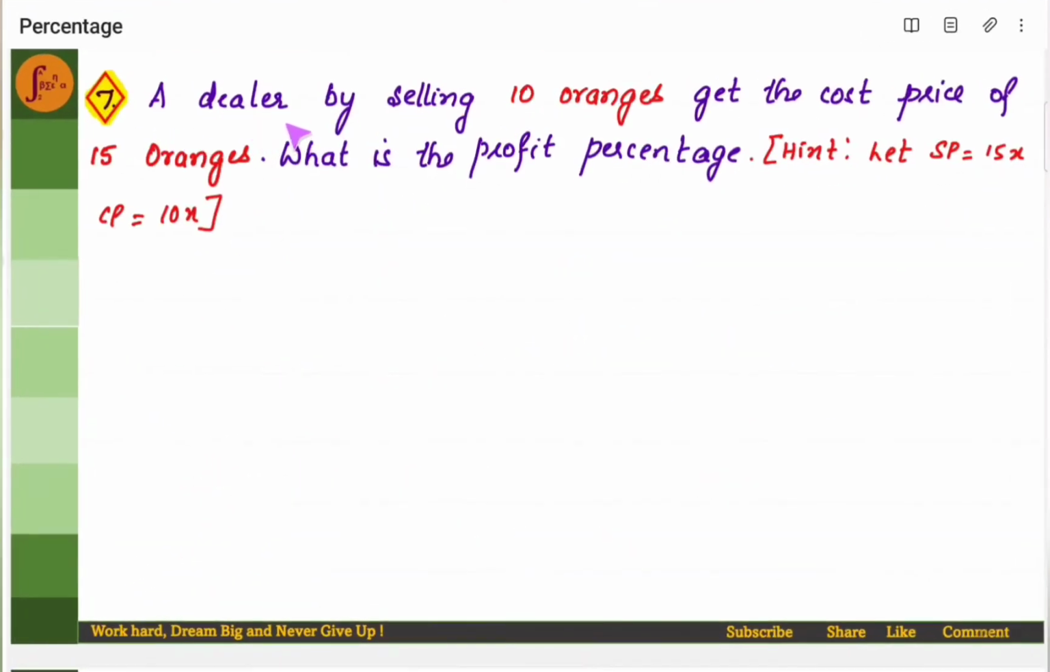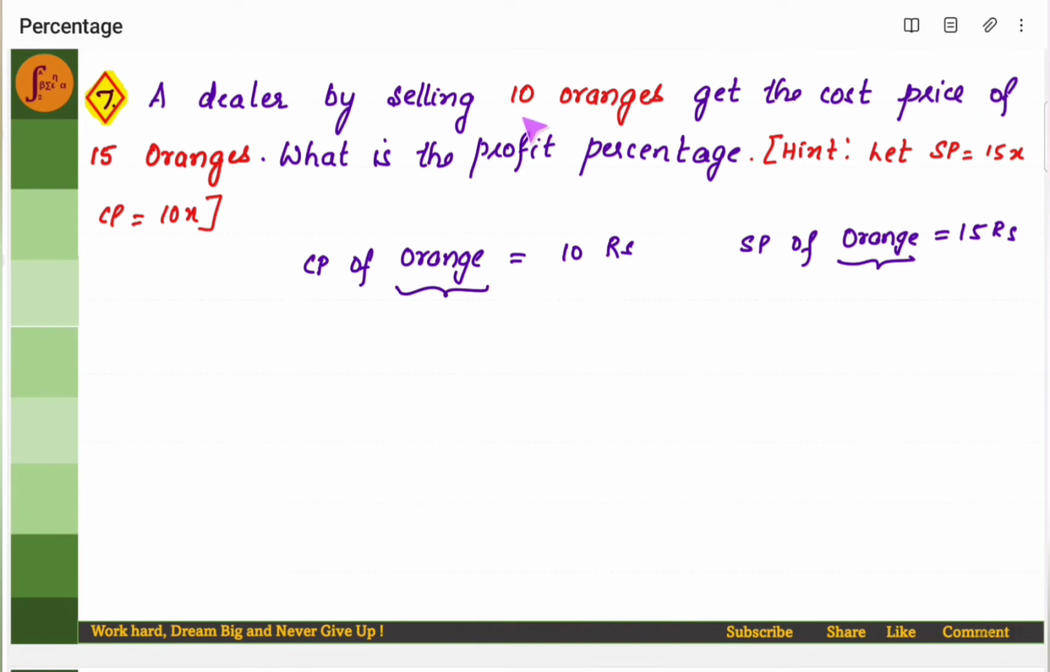Let's solve this particular problem where it states that a dealer, by selling 10 oranges, gets the cost price of 15 oranges. That is, by selling 10 oranges, he gets the cost price of 15 oranges. This is similar to the example that we just solved. Suppose, say, cost price of an orange is 10 rupees, and say selling price of the orange is 15 rupees.